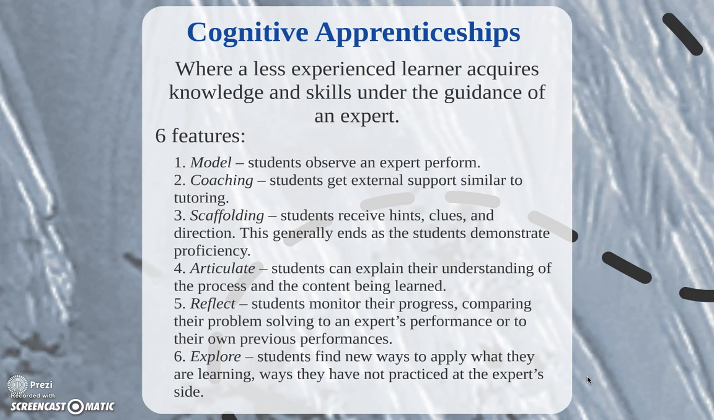The fourth feature is articulate, where the students can explain their understanding of the process and the content that is being learned. The fifth feature is reflection, where the students monitor their progress, comparing their problem solving to an expert's performance or to their own previous performances. The sixth feature is exploration, where students find new ways to apply what they are learning, including ways that have not been practiced at the expert's side.